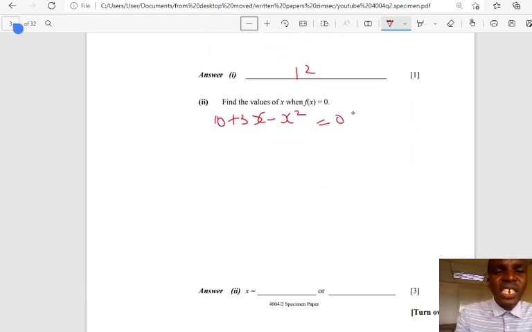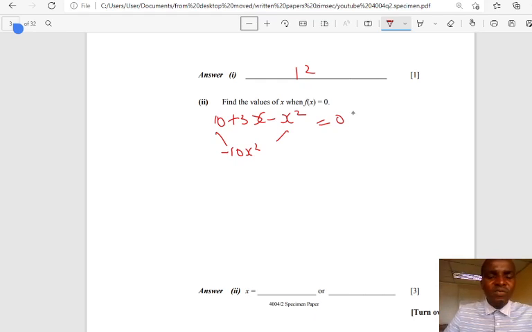Then after that, you factorize this side. You multiply 10 times minus x squared. Then what do you get? You get minus 10x squared. Then you find two numbers which you multiply and they give you minus 10. When you add or subtract, they give you the middle value, which is plus 3x. Which are the numbers? So it's 5 and 2. These numbers, you find them by trial and error method.